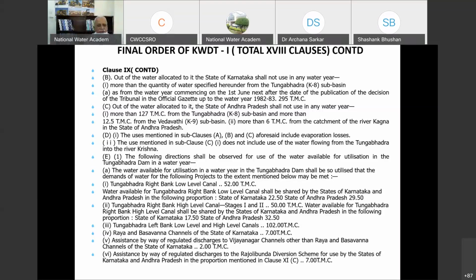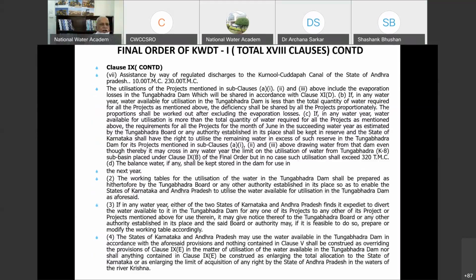Tungabhadra left bank low level and high level canals will use 102 TMC. And assistance by way of discharges to Vijayanagar canals from Raya and Basavanna channels will be limited to 2 TMC. As far as Rajoli Banda is concerned, the use permitted is 7 TMC, Kurdul Kadappa 10 TMC. Then they directed that working tables for the utilization of water in the Tungabhadra shall be prepared by Tungabhadra board or any other authority established in its place, so as to enable the states of Karnataka and Andhra Pradesh to utilize water available from Tungabhadra Dam.